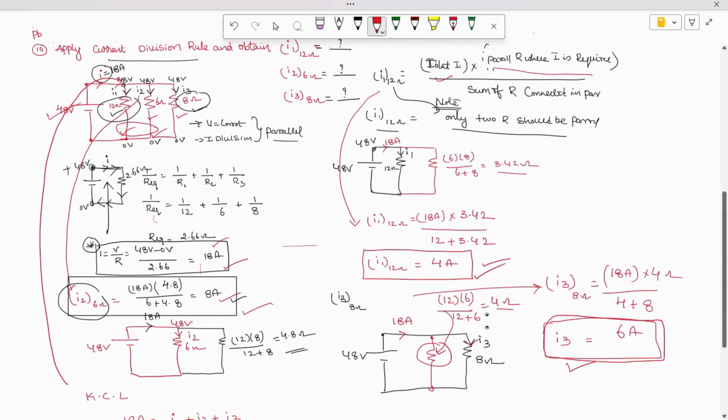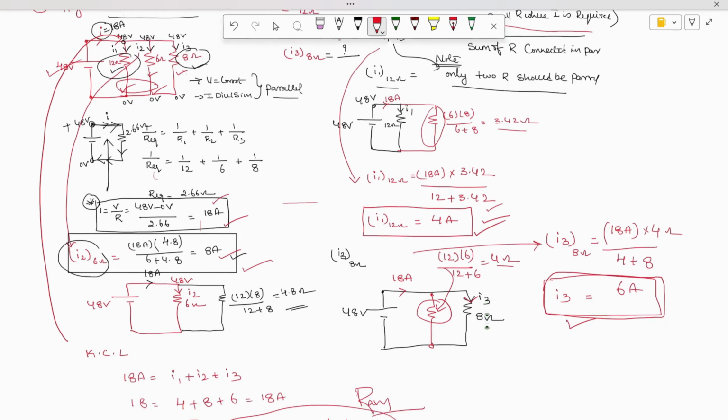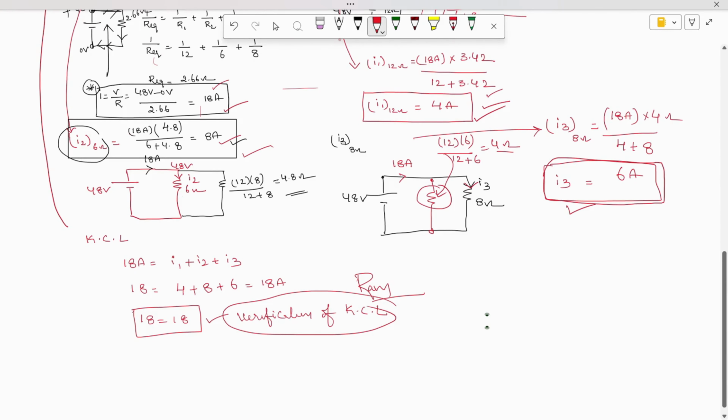And how I applied the current I1: in this branch I require, these two branches are connected in parallel. I converted that into a single branch, and now it is very convenient to apply the current division rule. The current I1 is equal to total current 18 into, the parallel branch which is connected in parallel to this one is 3.42, divided by the sum of the two resistors connected in parallel. Same method you employ, then automatically you will get the answer. Hope you understood the problem.